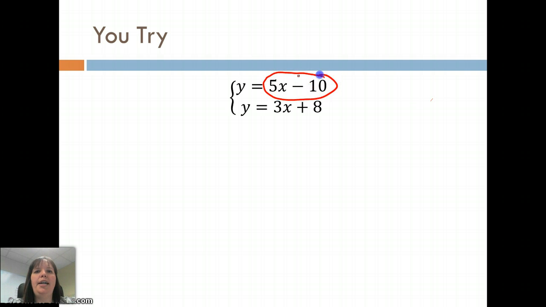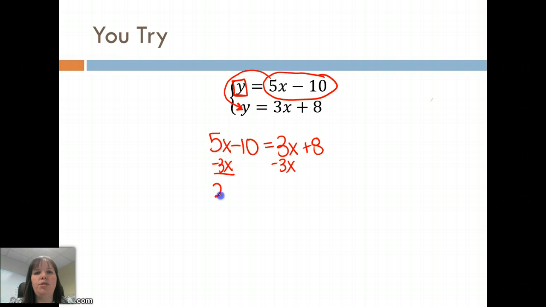If I see y equals, anywhere I see y, I can put 5x minus 10. So I'm going to put 5x minus 10 right in for y here. So I rewrite the second equation without the y, but keep everything else the same. Now, if I solve, I can figure out the value of x. 2x minus 10 equals 8. Add 10 to both sides. 2x equals 18. Divide by 2, divide by 2, x is equal to 9.